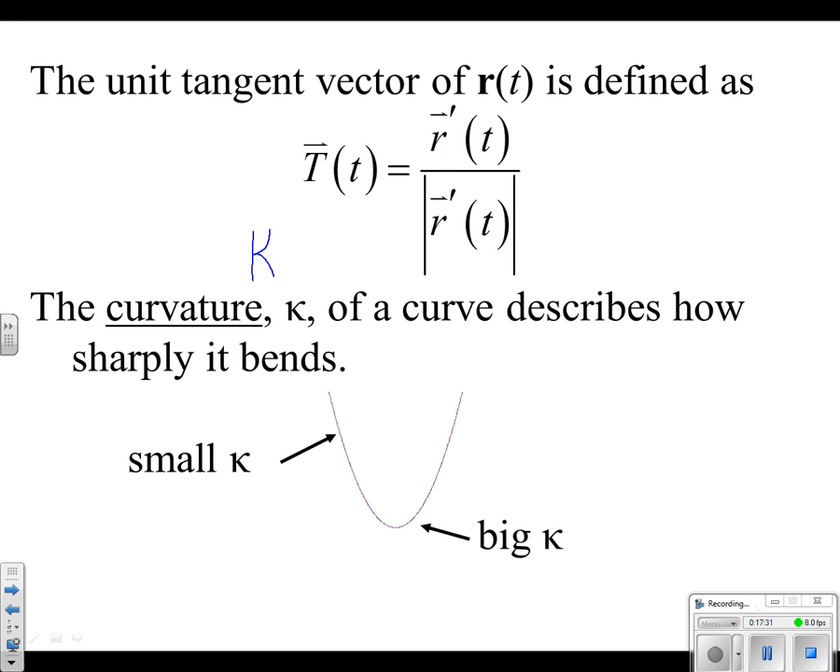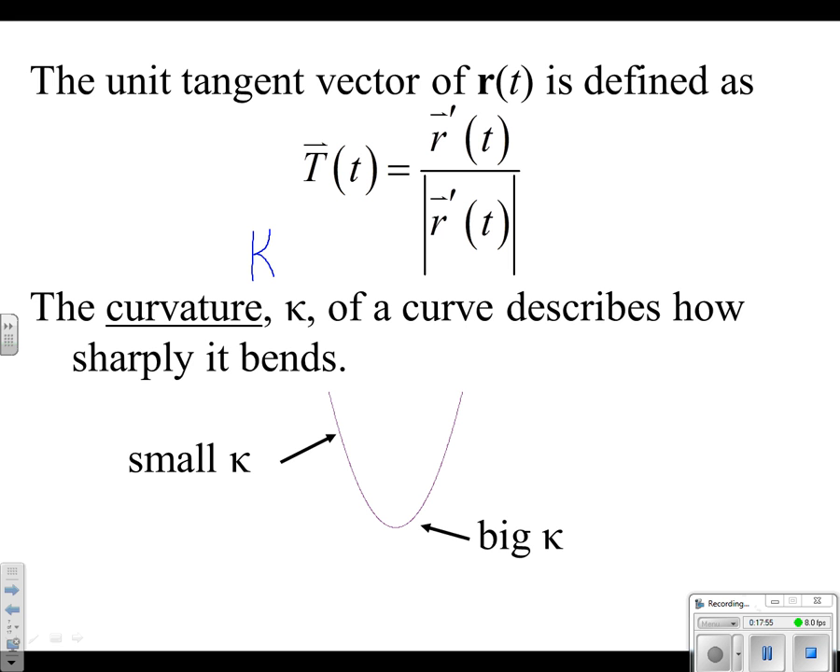So if you're right near that vertex, it would have a large curvature. If you're out at the edges where it's straighter, then we would have a very small curvature. Curvature is always positive. I guess it's sort of like concavity, not quite. I can see how they would be related to each other, but it is not the same thing. The curvature would always give you a positive value.